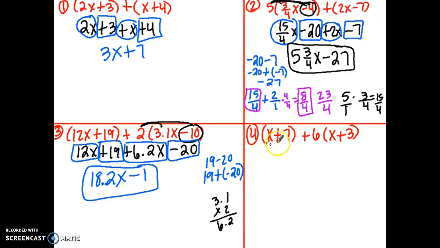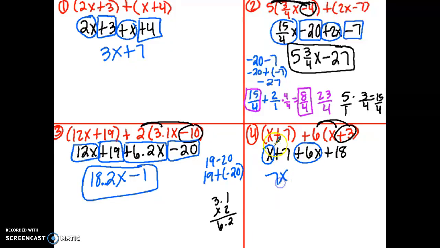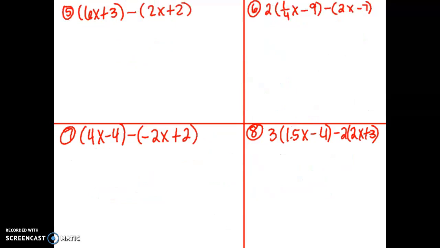So there's nothing in front of this parentheses, so there's nothing to distribute. I just write down x plus 7. For the second part of this linear expression, I'm going to multiply by distributing. 6 times x is 6x, and 6 times positive 3 is 18. Now I can combine like terms. X plus 6x is 7x, and 7 plus 18 is 25. 7x plus 25.